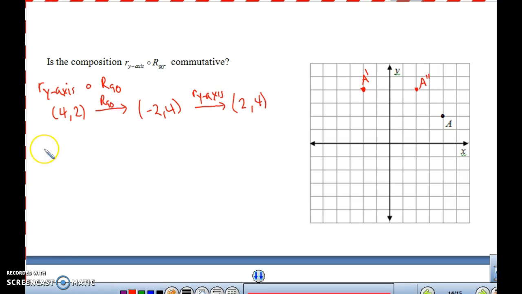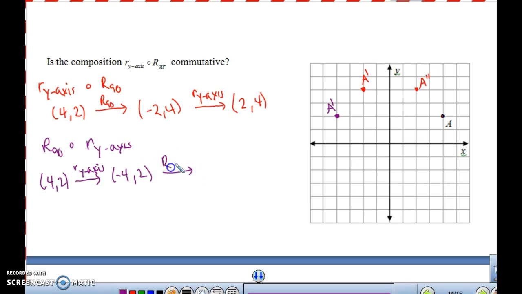All right, now what if I switch it around? What if I did the reflection in the y-axis first? Let me do this in a different color so we know which one we're doing. So if I do the rotation of 90 degrees in composition with reflection in the y-axis, I start out with 4, 2, but this time I'm going to reflect it in the y-axis first. If I take this one right here and reflect it in the y-axis, that would be A prime, and that ends up at negative 4, 2. Then I want to rotate that 90 degrees.